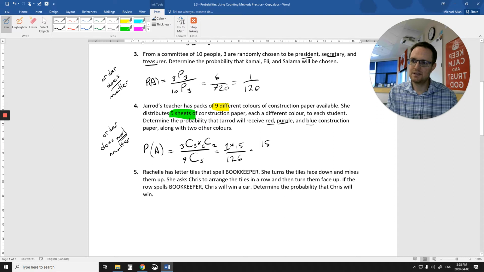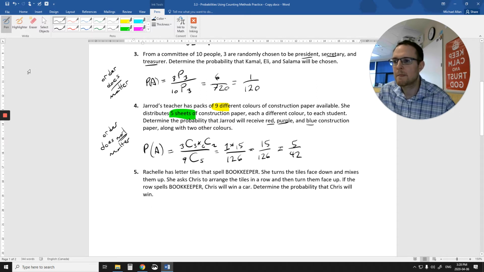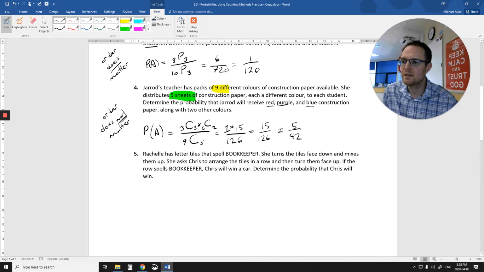So it's going to be 15 over 126. It's going to be an equal sign, sorry. I'm just going to divide it by 126. Go math, enter. Just double check to make sure that we can reduce this, and we can. 5 out of 42 chance. There we have it. Cool. Okay.